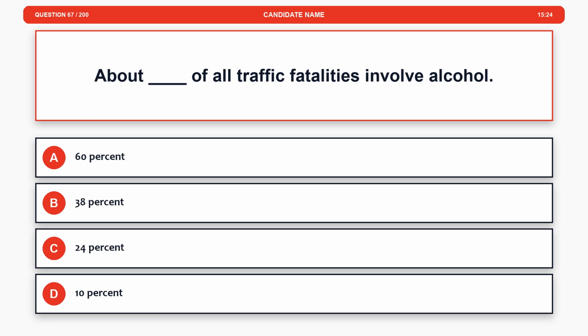Question 67. About blank of all traffic fatalities involve alcohol. Option A, 60%. Option B, 38%. Option C, 24%. Option D, 10%.